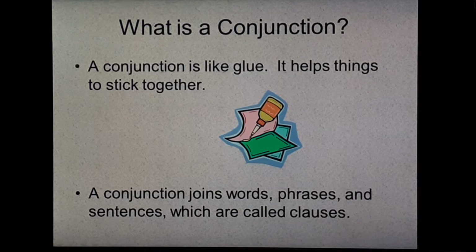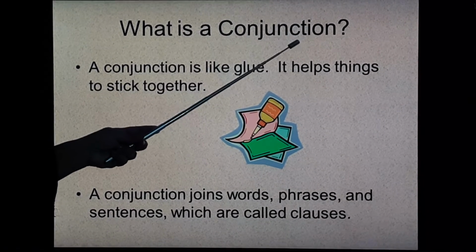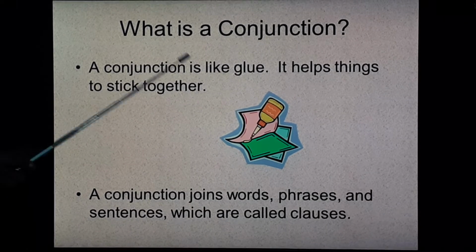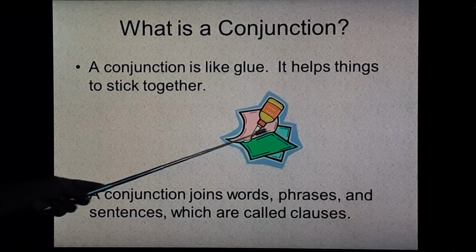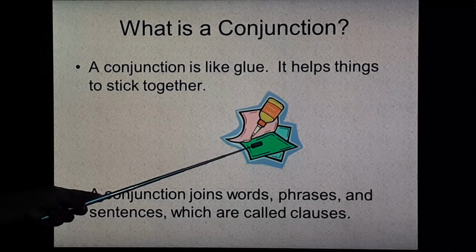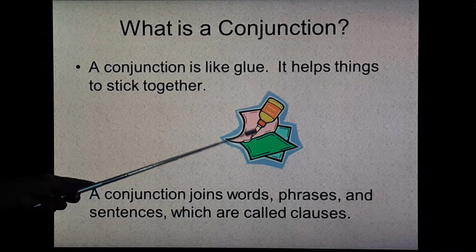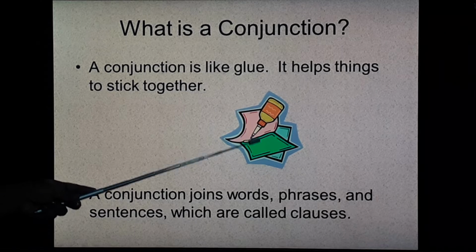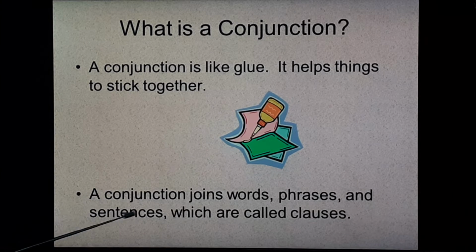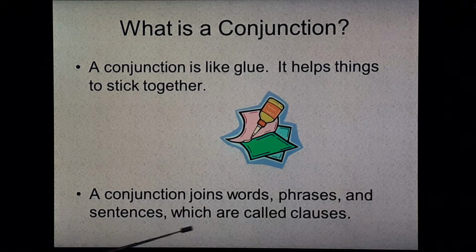Okay, so first of all, we will see what a conjunction is. A conjunction is like glue. It helps things to stick together. Here in this picture, you can see that glue is used to join pages. So that is the function of glue, to join parts. In the same way, a conjunction joins words, phrases and sentences, which are called clauses.